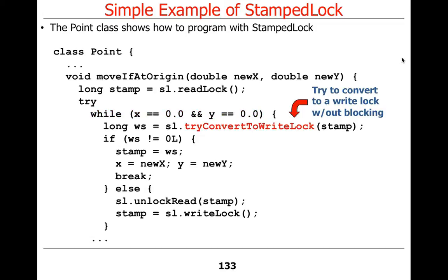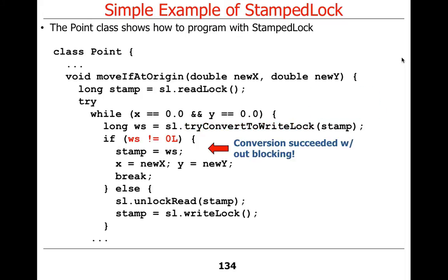So we come in here. Now that we know there's 0, now we need to convert this thing to a write lock so we can go ahead and change their values, because we're going to move if they were at the origin, right? If and only if. So we try to convert to write lock. Now remember, try to convert to write lock will only return something that's non-zero if the write lock is immediately available. If the write lock is not immediately available, and we definitely don't have a write lock at this point, right? We have a read lock.